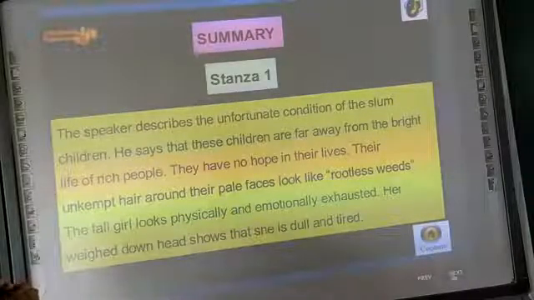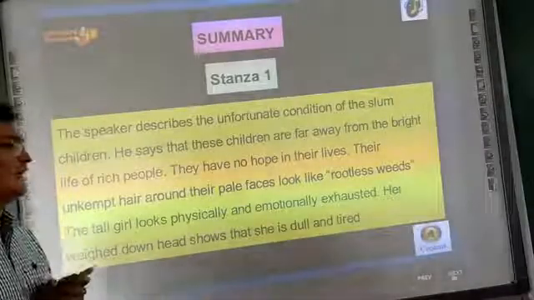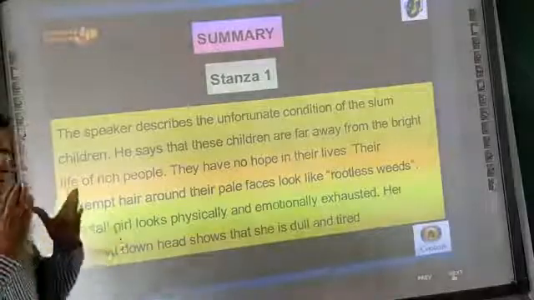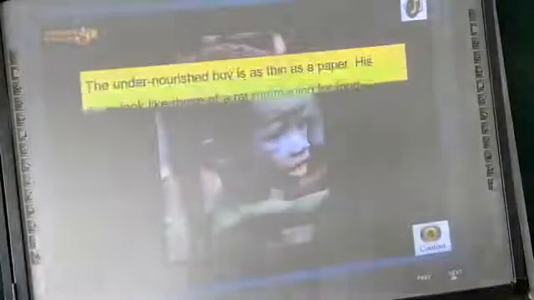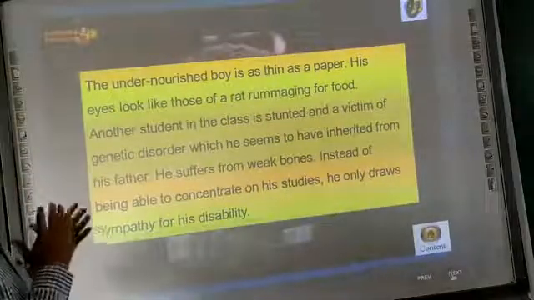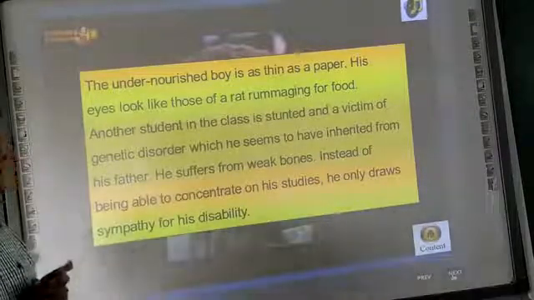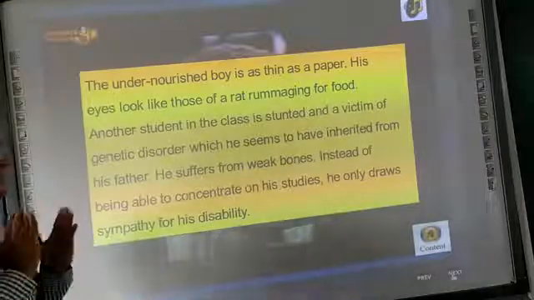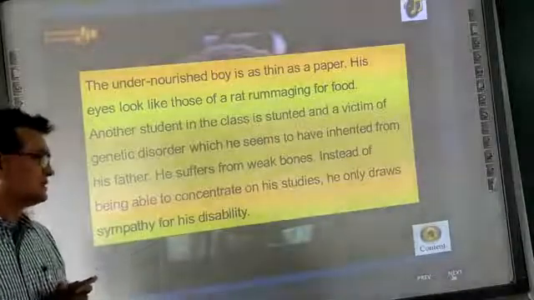The tall girl looks physically and emotionally exhausted. Her weighed down head shows that she is dull and tired because of work. The undernourished boy is as thin as paper. His eyes look like those of a rat, rummaging for food. And the student in the class is stunted and a victim of a genetic disorder which he seems to have inherited from his father. He suffers from weak bones. Instead of being able to concentrate on his studies, he only draws sympathy for his disability.